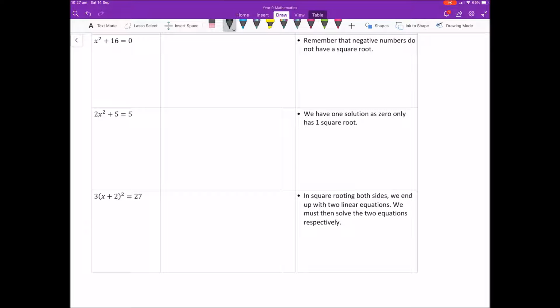In the next example, we're given the expression x squared plus 16 equals 0. So again, what we're trying to find here is the value of x that will allow the left-hand side of the expression to equal the right-hand side.